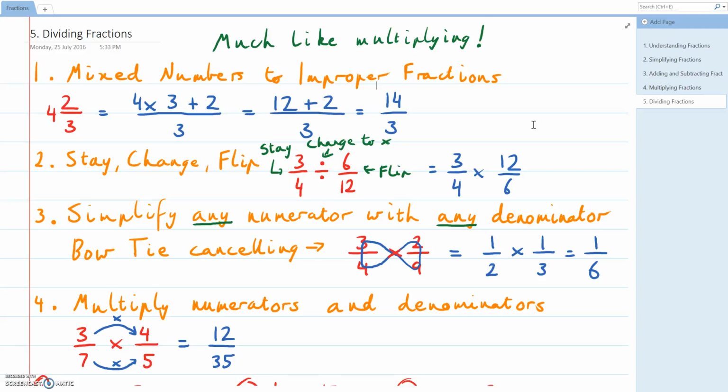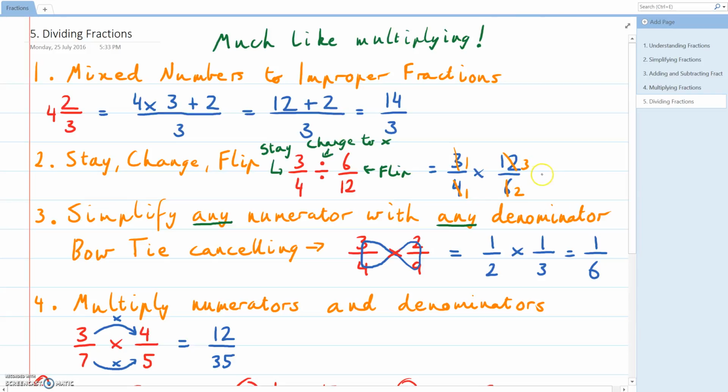What you're going to do is leave your first fraction, or the fraction on the left, as it is, so that stays the same. We change our division sign to multiplication, and we flip our second fraction, as you can see here. So 3 over 4 divided by 6 over 12 becomes 3 over 4 times 12 over 6. And we can cancel, so 3 goes into 3 once, and into 6 twice. And 4 goes into 4 once, and into 12 3 times.